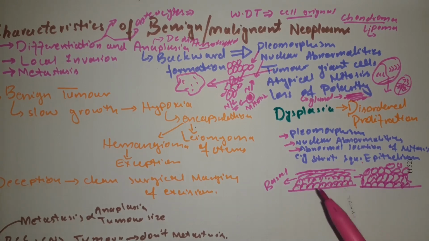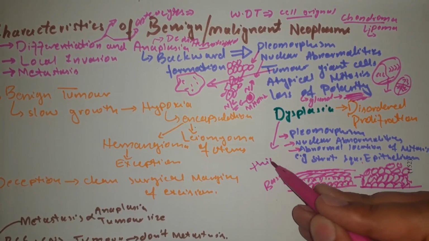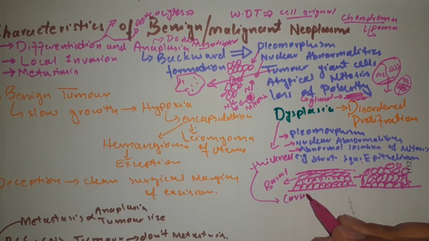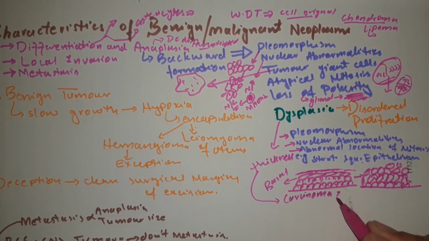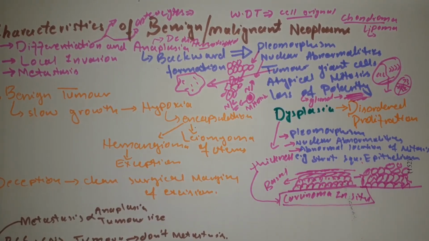And when these dysplastic changes cover entire thickness of the epithelium, it is termed as carcinoma in situ. What does it mean? It means that this carcinoma is limited to the tissue, and it has not invaded through the basement membrane. This is basement membrane. So as long as carcinoma has not invaded the basement membrane, it is called carcinoma in situ. However, if these cells cross this basement membrane and spread downward away from the basement membrane, then it is invasive carcinoma. It is not carcinoma in situ in that case.